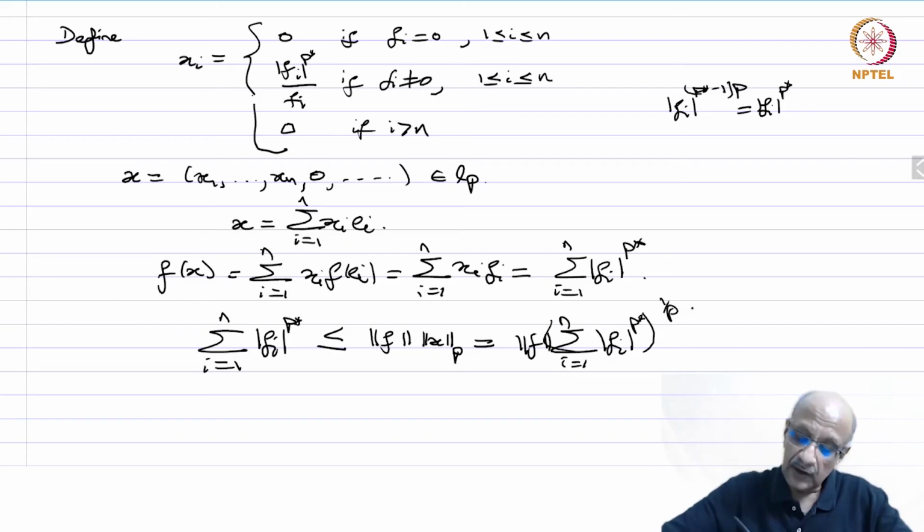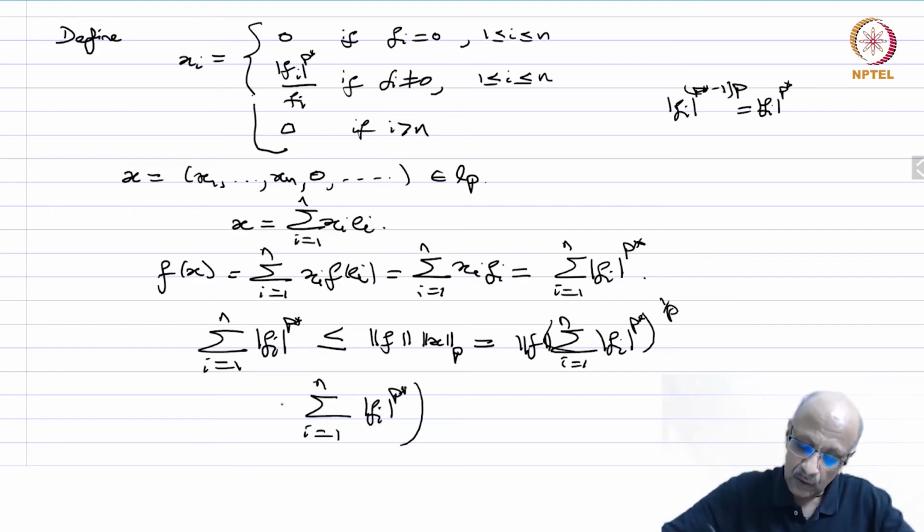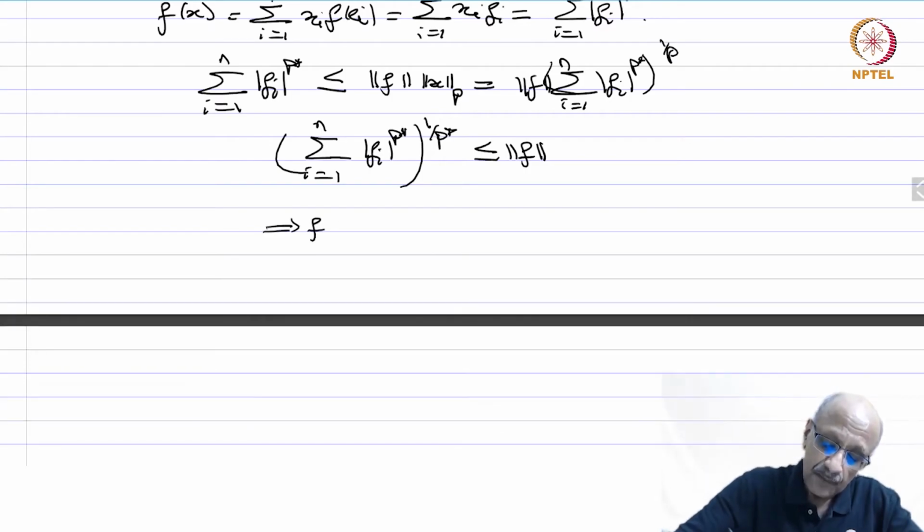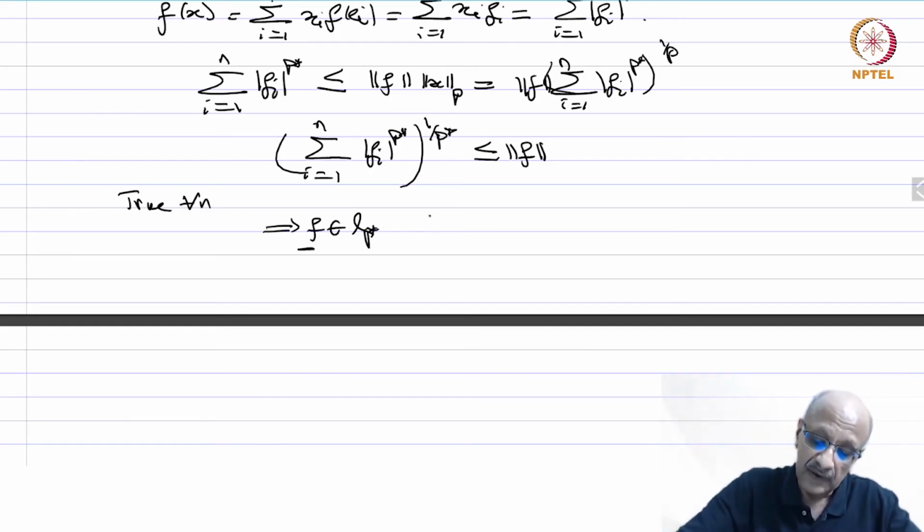So now if I divide this over to the other side, the sum over i equals 1 to n of mod fi to the p star, whole power 1 minus 1 by p, which is 1 by p star, is less than or equal to norm f. And now this is true for all n. This is an old trick which we have done. So this implies that f belongs to LP star, true for all n, and f bar belongs to LP star, and norm f bar in LP star is less than or equal to norm f.